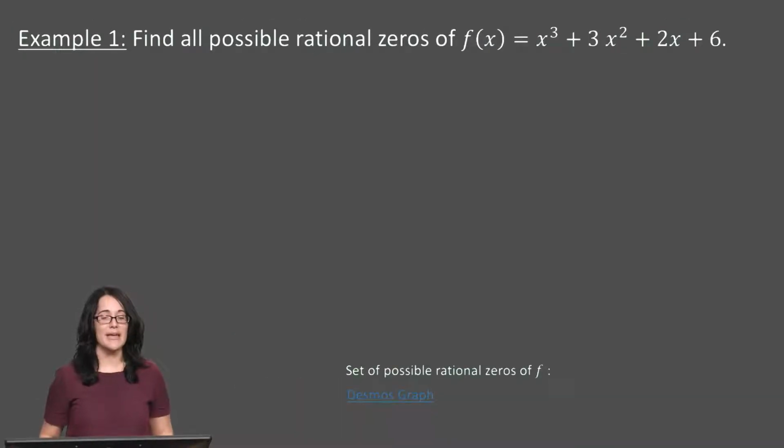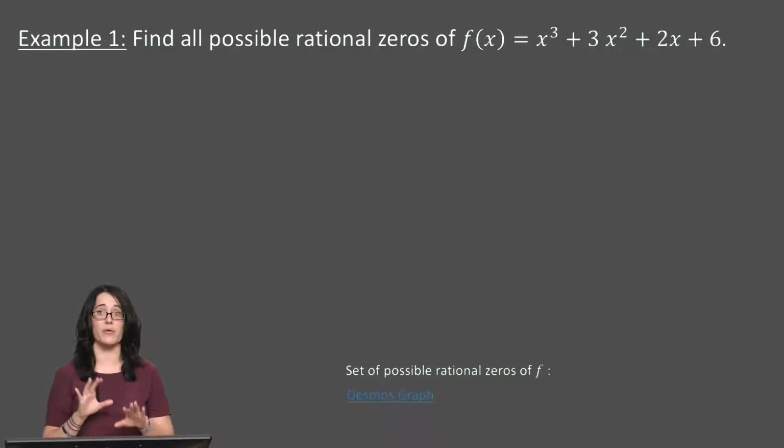Example 1 says, can we find all possible rational zeros of the function f of x equals x to the third power plus 3x squared plus 2x plus 6? Now this is a nice degree 3 polynomial, which technically, to be honest, is possible to be done by simply factoring. So we could factor this by grouping.